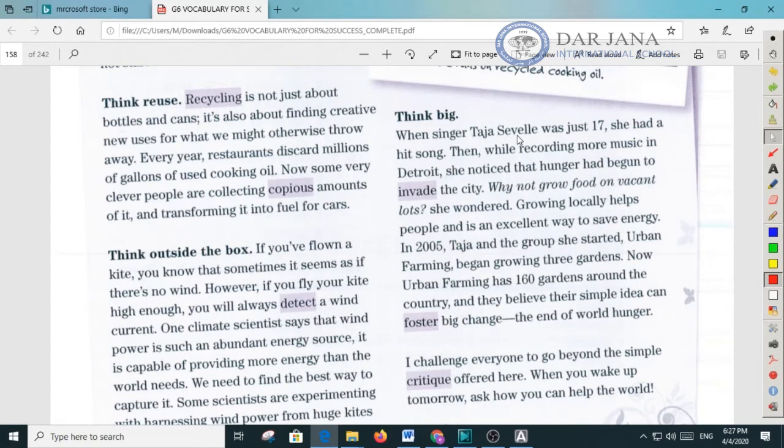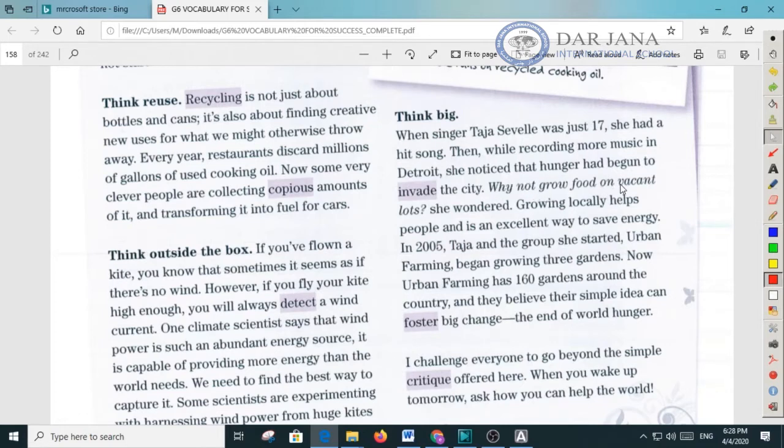When singer Taji Seville was 17, she had a high song. Then, while recording more music in Detroit, she noticed that hunger had begun to invade the city. What's the meaning of invade? So she was there producing songs, and she realized that hunger was invading. Hunger was coming in. So hunger was not there, so it was coming in. So it was of non-existence, then it invaded. It came in. So we can say invade can be something that comes in, something that spreads.